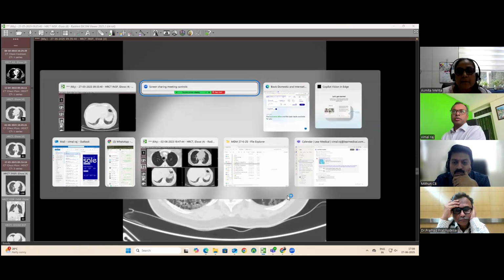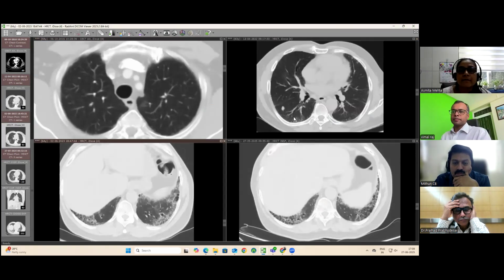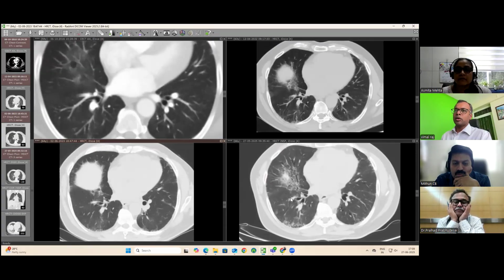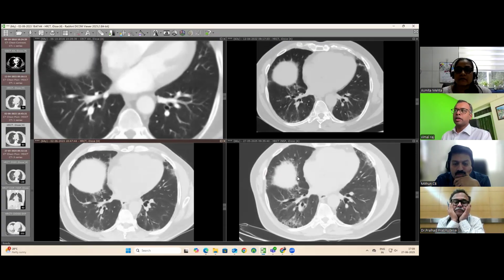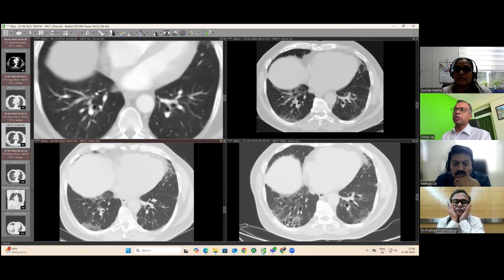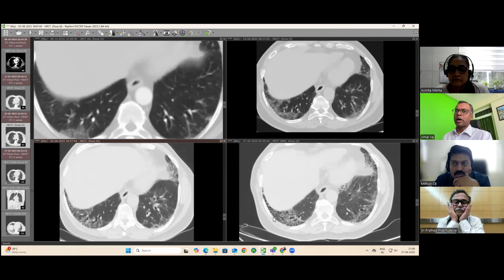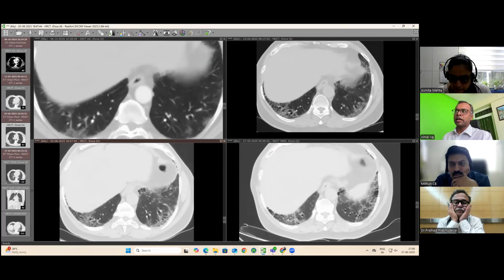So if I put all of these together, this is from 2016, 2022, 2023, and this is the most recent, 2025. You can see, from the right middle lobe to the right lingula and the lower lobes, these areas of fibrosis worsening over a period of time where there was nothing much to begin with.